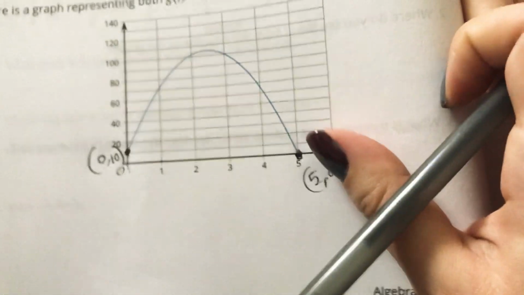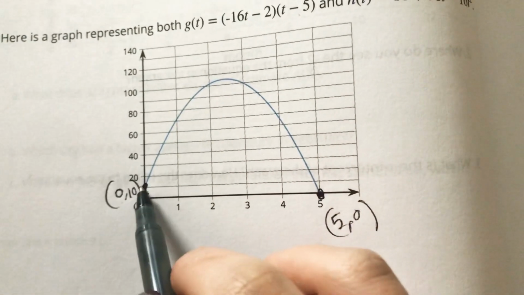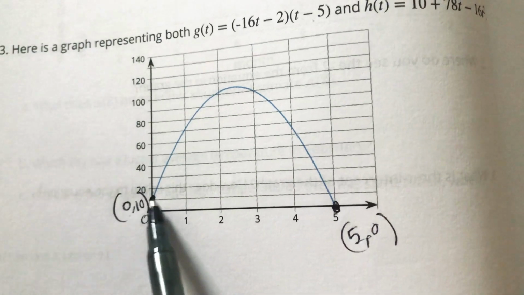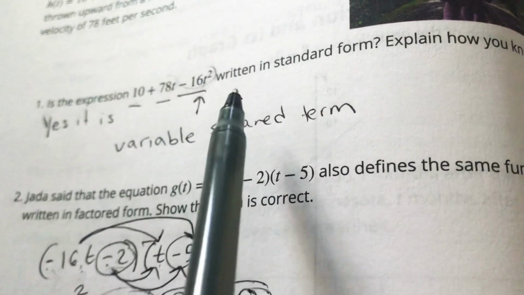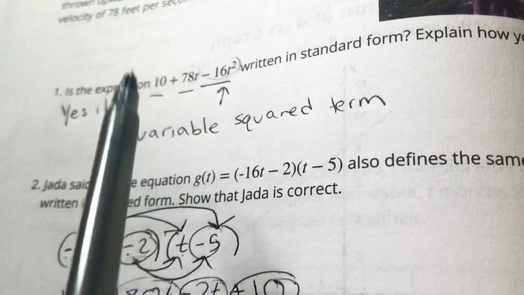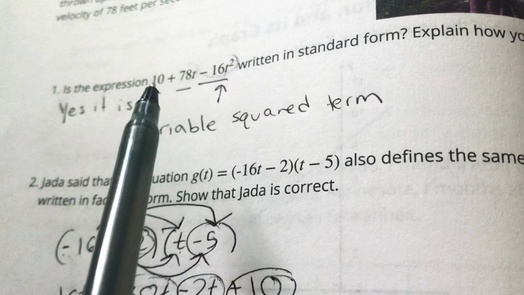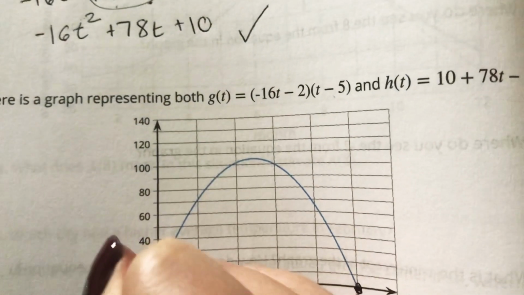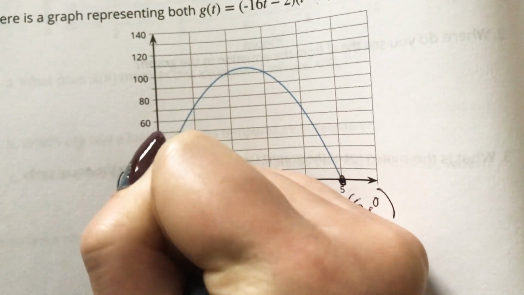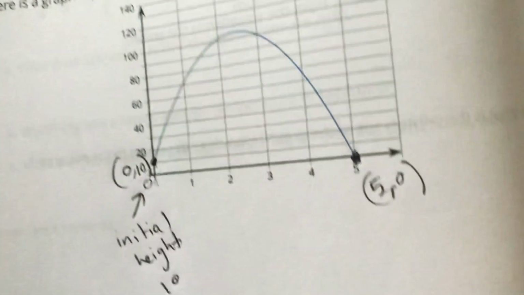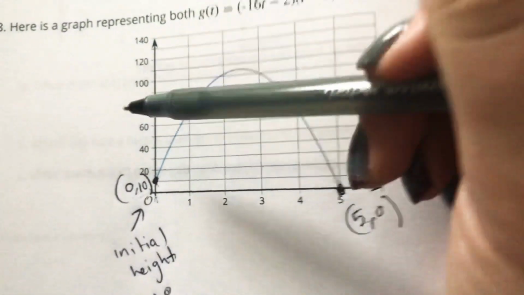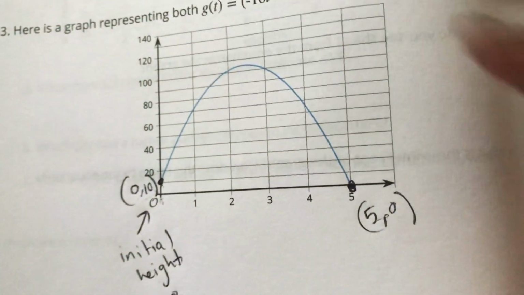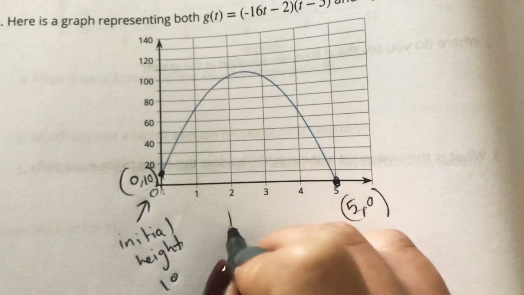Now, what do these points mean in this situation? Here, if I'm throwing an object up, this is my starting point. It is starting at a height of 10. We also remember that given a function in standard form, the constant value with no variable is the initial height. So it has an initial height of 10, so I'm going to label that initial height of 10. And then it's thrown up into the air and then it lands. This is my height, this is my time. Remember, your inputs, your x values, always are time.